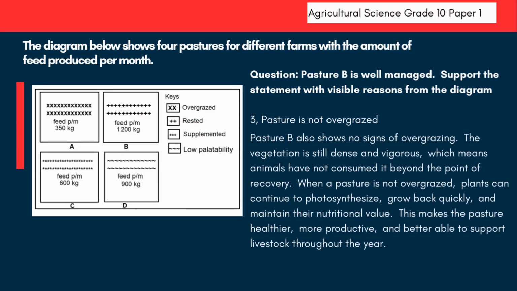3. Pasture is not overgrazed. Pasture B also shows no signs of overgrazing. The vegetation is still dense and vigorous, which means animals have not consumed it beyond the point of recovery. When a pasture is not overgrazed, plants can continue to photosynthesize, grow back quickly, and maintain their nutritional value. This makes the pasture healthier, more productive, and better able to support livestock throughout the year.